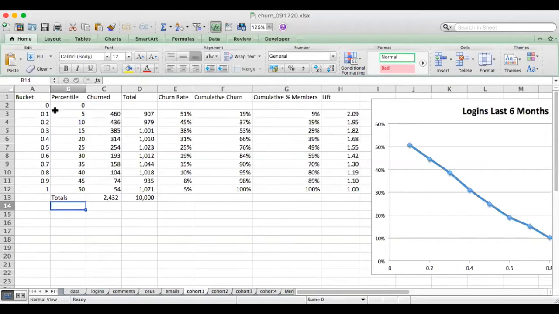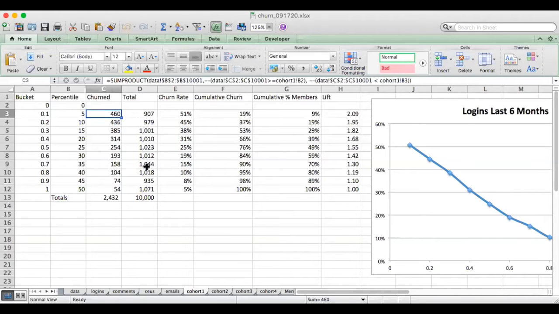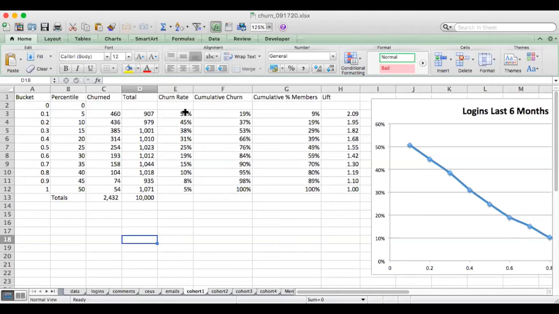percentile for each member based off of the number of logins they have. So in the bottom logins here, the bottom group, we've got between 0 and 5 total logins over the last 6 months. We can see that there are about 900 or so members that had that few logins over the last 6 months. And of those 900, 460 actually canceled their membership. So that's about a 50% churn rate for that decile.